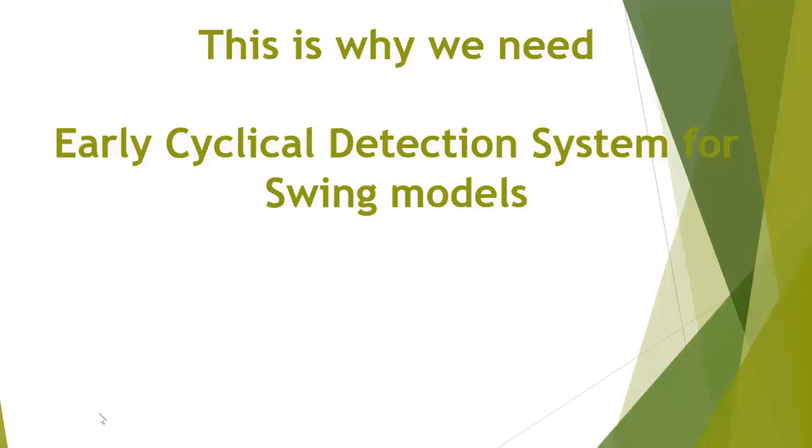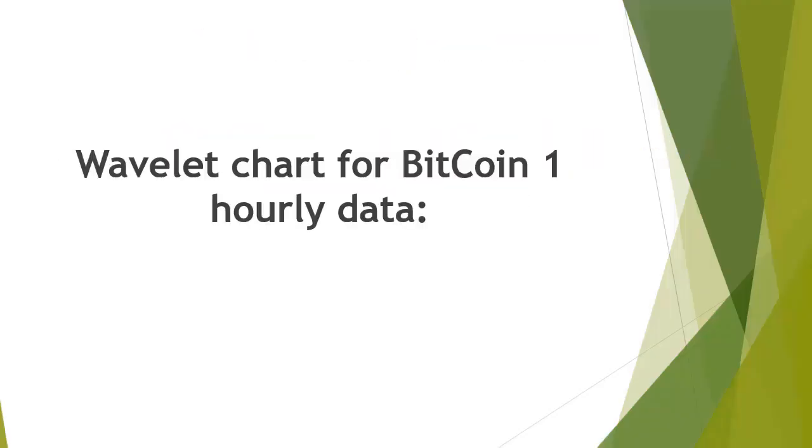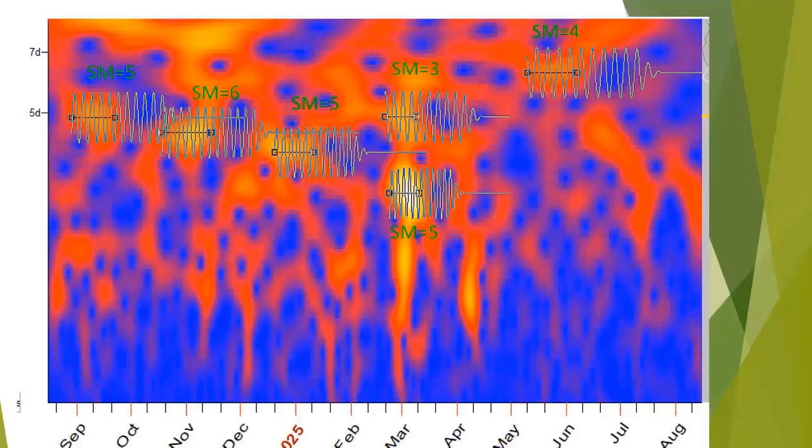And now I will show you another example where the early cyclical detection system will not help. This is a Wavelet chart calculated for the Bitcoin 1 hour intraday chart. Here it is. I calculated stock memory, life expectancy for cycles here. Typical cycles: 5, 6, 5, 3, 5, 4, and so on. You see the cyclical life expectancy for intraday cycles is smaller.